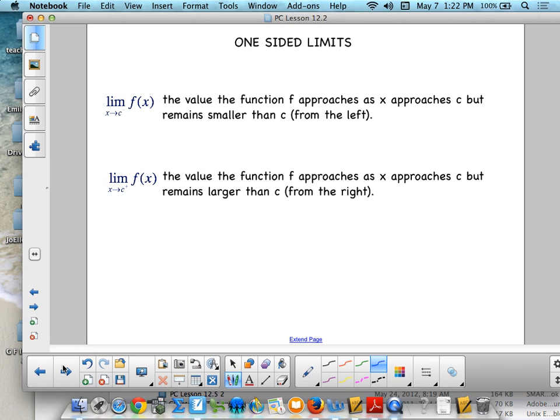All right, now we're going to look at one-sided limits. One-sided limits is you're going to look at the number you're approaching from just the left, from just the right. That's a one-sided limit. Okay? So here's what it says. What is the limit of f of x as x approaches c?